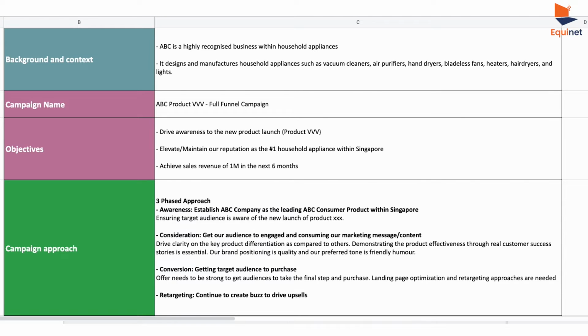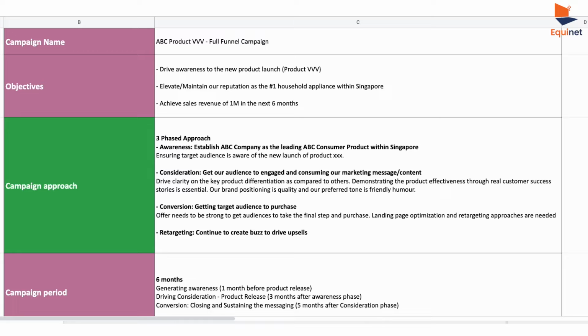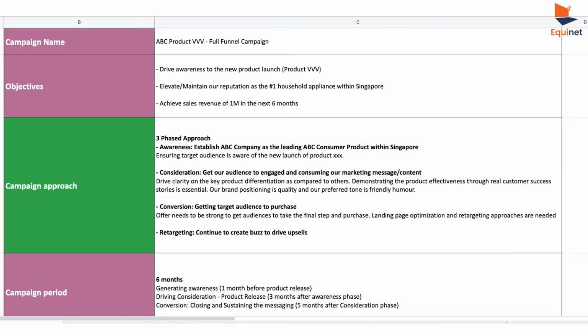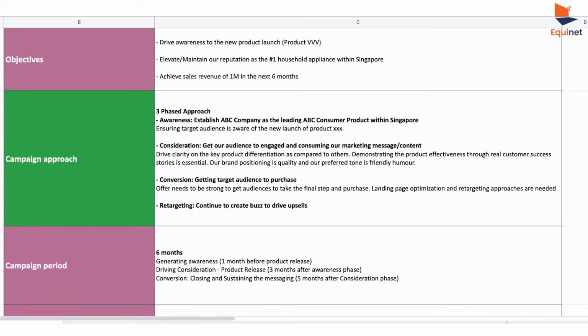In this example, we are taking a 3-phased approach: awareness, consideration, and purchase. For each phase of this campaign, there is a different aim to be met. Under awareness, we have the aim of establishing ABC company as the leading consumer product within Singapore. Within consideration, we have getting our audience to engage and consume our marketing message content. And under purchase, we have getting the target audience to purchase. So edit this journey and context based on your own campaign.